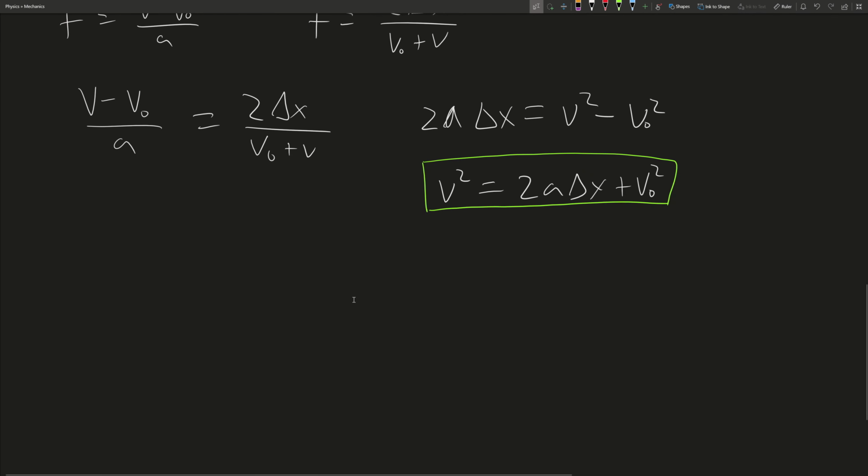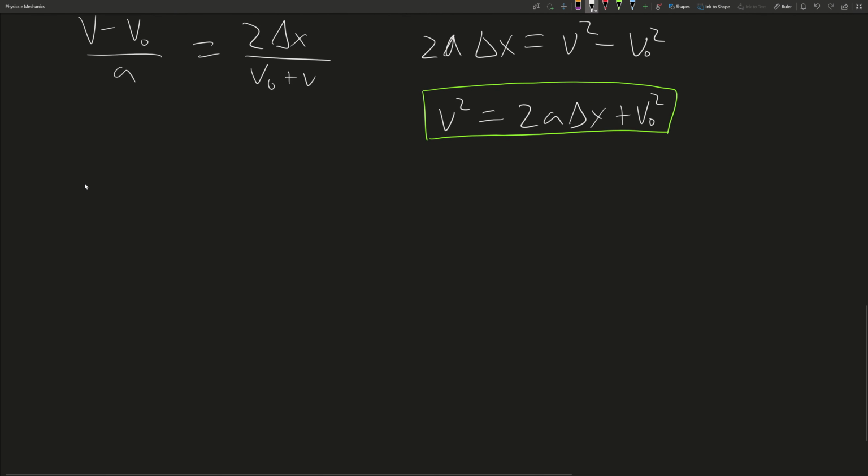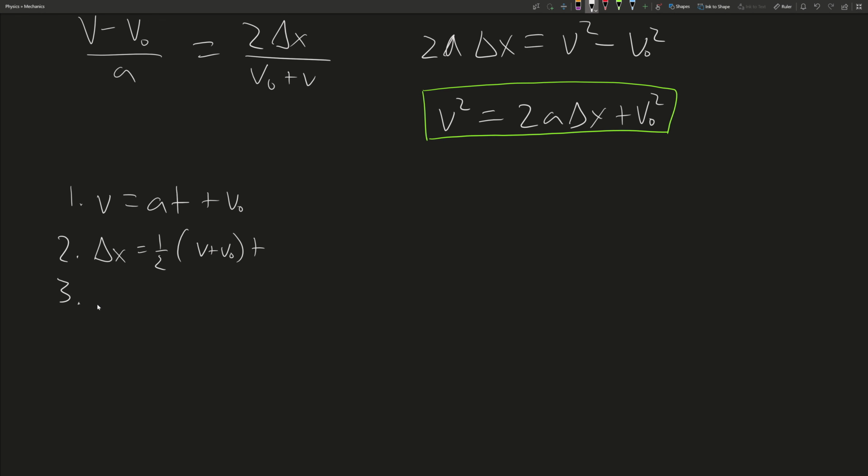Next, I will list out all these kinematic equations that we have just derived. So for the first one, we know that final velocity is equal to acceleration times time plus initial velocity. For 2, we know that the displacement is equal to 1/2 of the sum of the final and initial velocities times time. And then we have displacement is equal to 1/2 at squared plus v0t. Next, we have displacement is equal to negative 1/2 at squared plus vt.